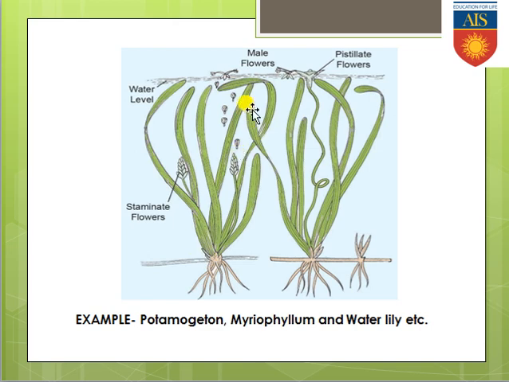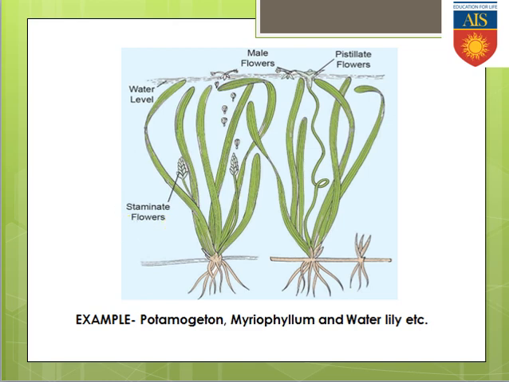Going to the next slide, here you can see an aquatic plant, an example of Vallisneria or hydrilla. Vallisneria, hydrilla, potamogeton, myriophyllum and water lily. Again I am repeating, hydrilla, Vallisneria, potamogeton, myriophyllum and water lily. These are examples of hydrophilous flowers which are commonly pollinated by water. So I think you have understood the anemophilous and hydrophilous flowers very clearly, and their basic features as well.